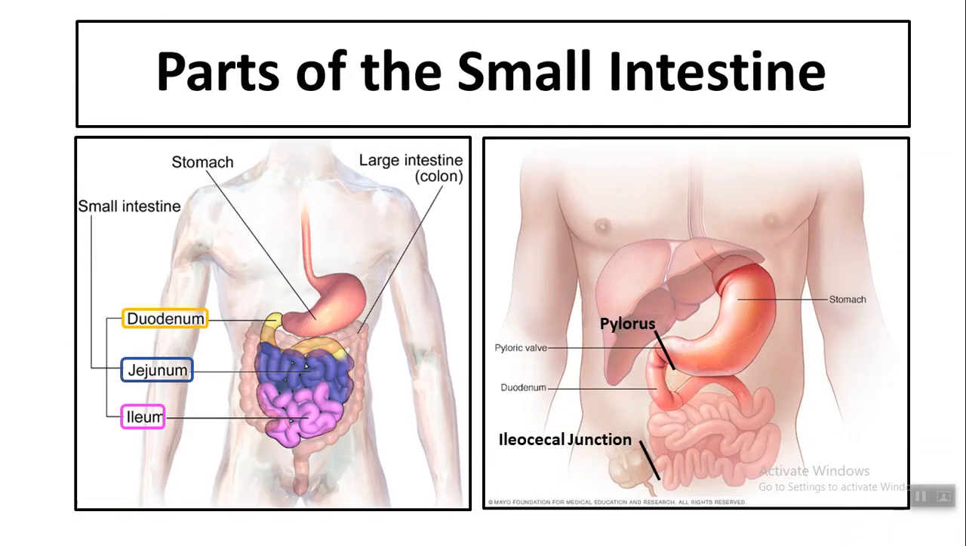The main parts of the small intestine, as we said: the first proximal part is the duodenum, next is the jejunum, and lastly is the ileum, which will end with the cecum. The small intestine begins from the pylorus of the stomach down to the ileocecal junction with the cecum.